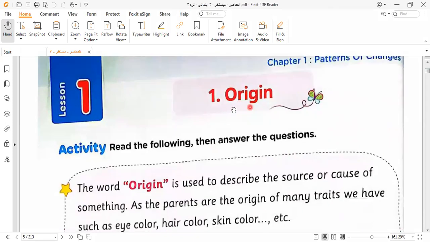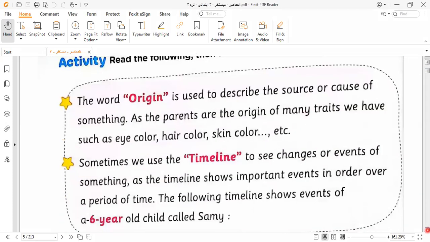We have in this chapter a new word called origin. What is the meaning of origin? Origin means the source or cause of something. The one who is the source, like the traits of parents. Parents are the origin, and these traits are passed from parents to children.